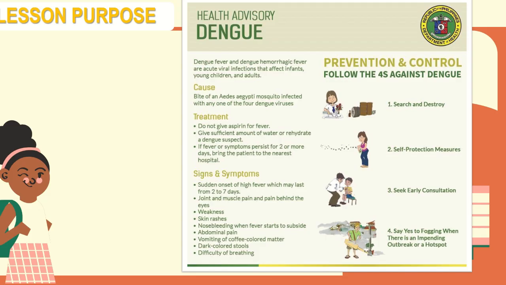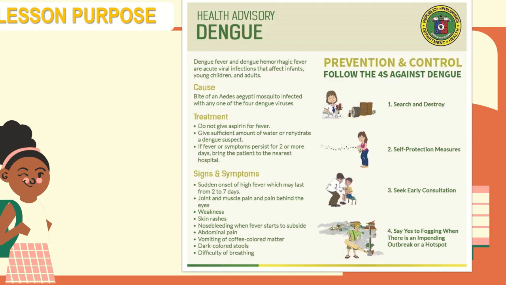Here are the signs and symptoms. Sudden onset of high fever, which may last from 2 to 7 days. Joint and muscle pain and pain behind the eyes. Weakness. Skin rashes. Nose bleeding when fever starts to subside. Abdominal pain. Vomiting of coffee-colored matter. Dark-colored stools. And difficulty of breathing.